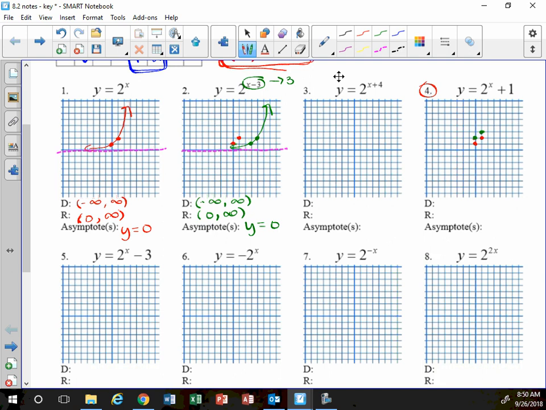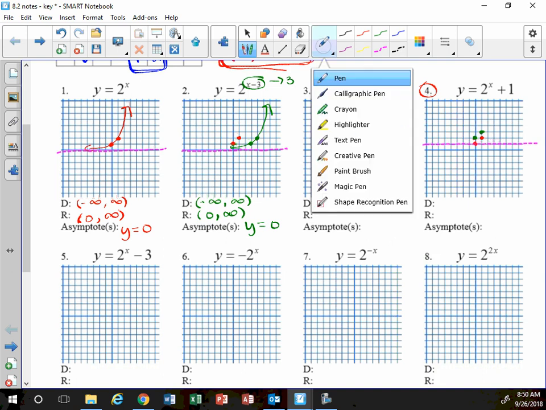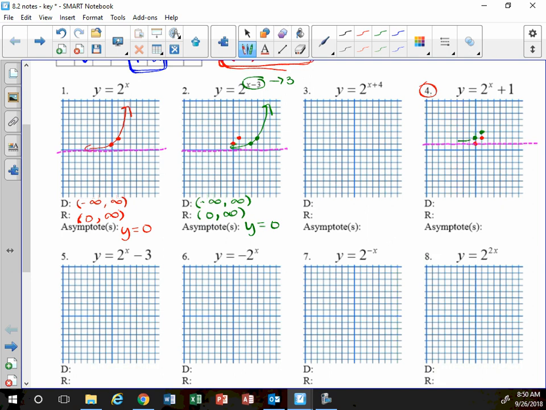Does that change my asymptote? Yes, okay, good. It's got to move up 1. There it is. Then I can sketch the shape. Okay. All right, so my domain is still negative infinity to infinity. What's my range this time? Good. And what's my asymptote? Y equals 1. Okay. Question on that?